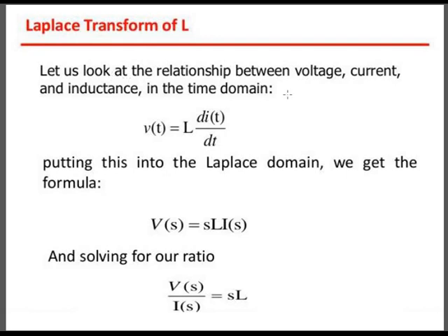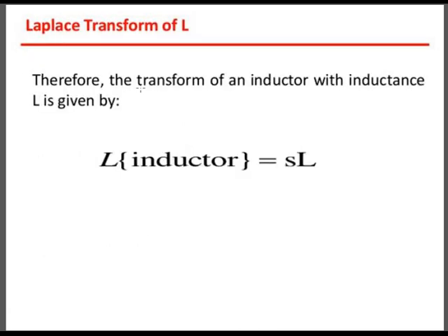Let us look at the relationship between the voltage, current and inductance in the time domain. It is given by v(t) = L di(t)/dt. Putting this into the Laplace domain, we get V(s) = sL I(s), and solving our ratio V(s) divided by I(s) is equal to sL. Therefore the transformation of the inductor with the inductance L is given by the Laplace of inductor equal to sL. So simply multiply the value of the inductor with the s function.